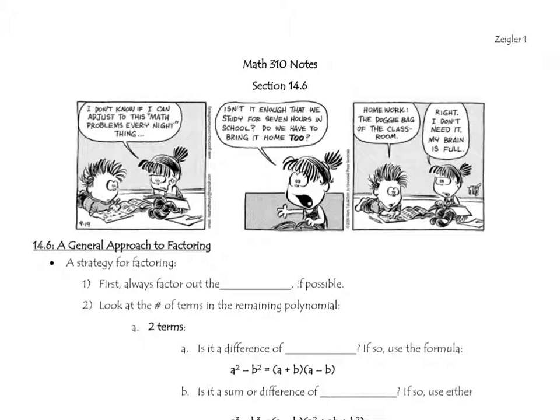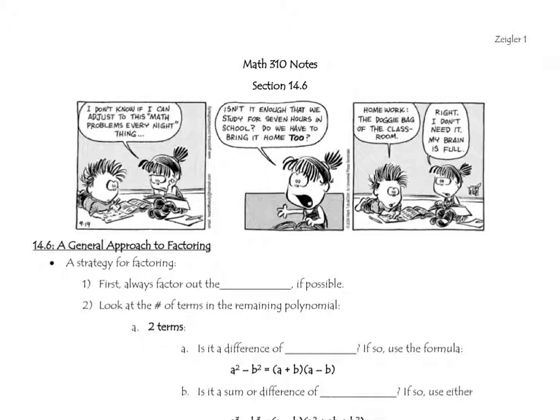If there are two terms, ask yourself, is it a difference of squares or a difference of cubes or a sum of cubes? And then use those formulas which we covered in the last video. If it's three terms, you ask, is it a perfect square trinomial? And then if so, you use that formula which we covered in the last video.